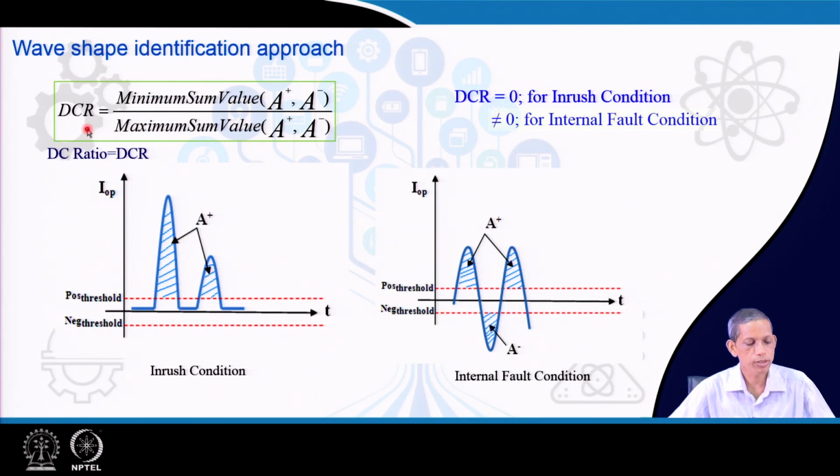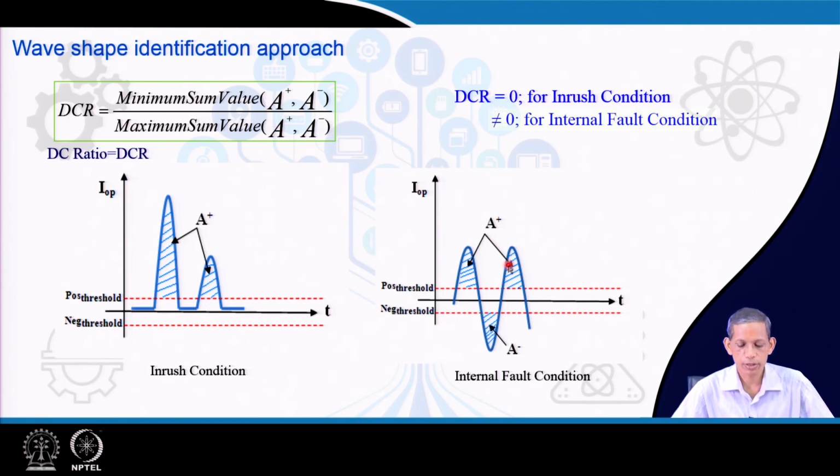What you find is that the DC ratio is the minimum value upon the maximum value of this positive area versus the negative area. What is being observed is that the DCR becomes equal to 0 for the inrush condition. The minimum becomes 0, either in the positive or the negative, from the corresponding threshold value.